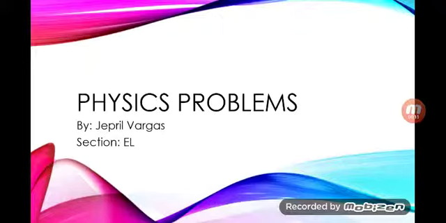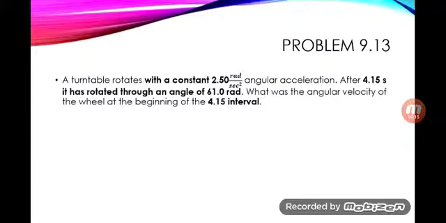Let's first move on to the first problem, which is problem 9.13 from my physics book. A turntable rotates with a constant 2.50 rad per second squared angular acceleration. After 4.15 seconds, it has rotated through an angle of 61.0 rad. What was the angular velocity of the wheel at the beginning of the 4.15 second interval? The ones highlighted in bold are the given, and what you're trying to find is the initial angular velocity.